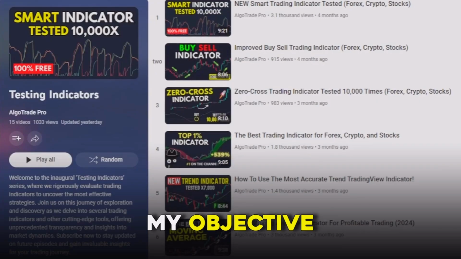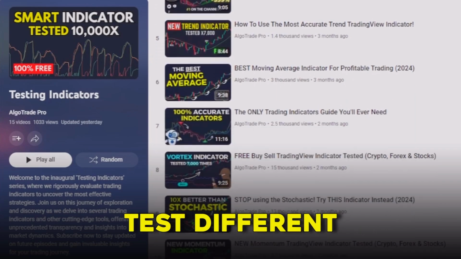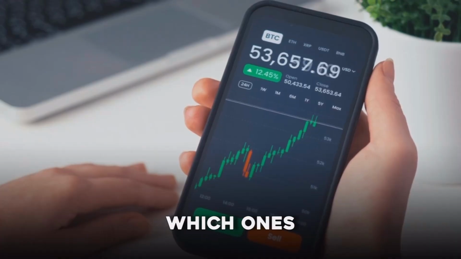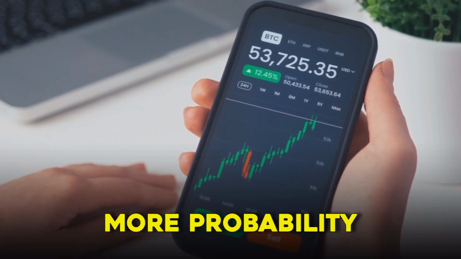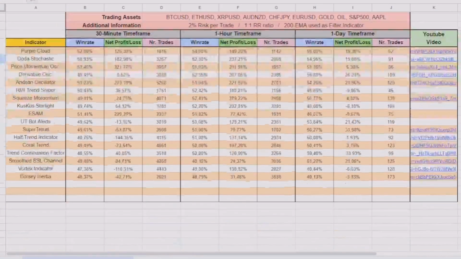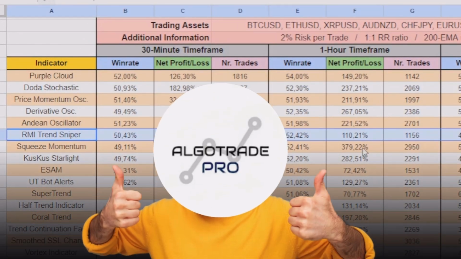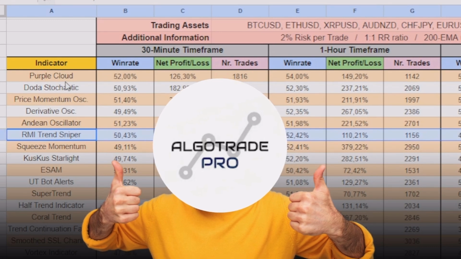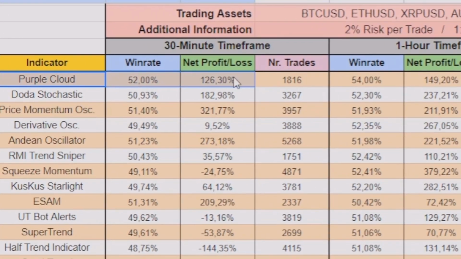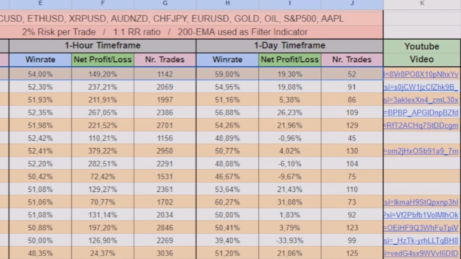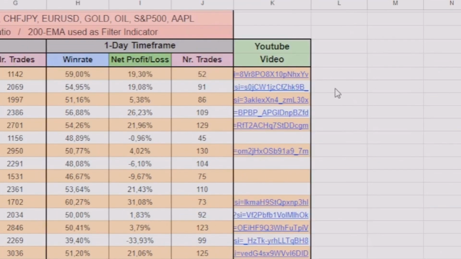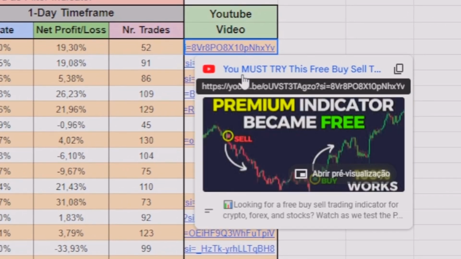In this series, my objective is to simply test different indicators to discover which ones give us more probability of success. In our ranking sheet, I believe the RMI Trend Sniper's fair place is here, which is a decent place on our ranking. Still, the purple cloud will continue to be, one more time, our top indicator tested so far, and you can watch the corresponding video here.